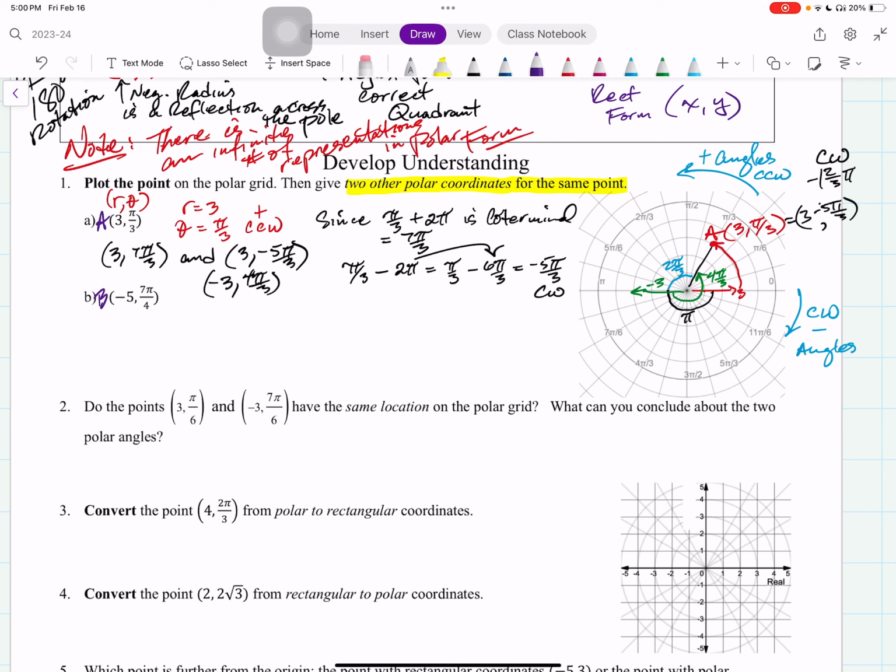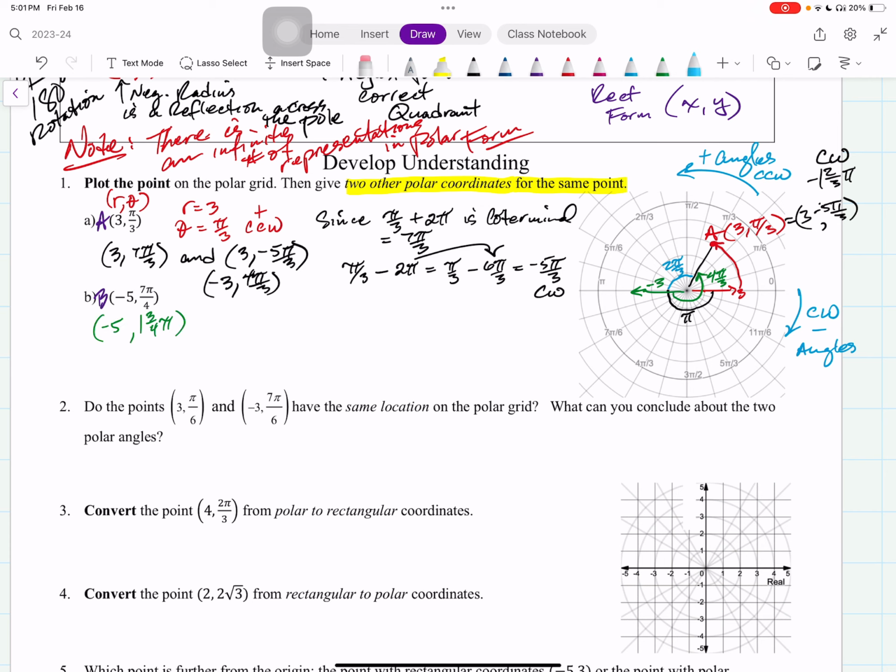All right, now point B is negative 5 comma 7/4 pi. So where would that be? One way to do it is, well, 7/4 pi is 1 3/4 pi. So let's radiate out to the left 5 units and then rotate 1 3/4 pi, and let's see where we end up.